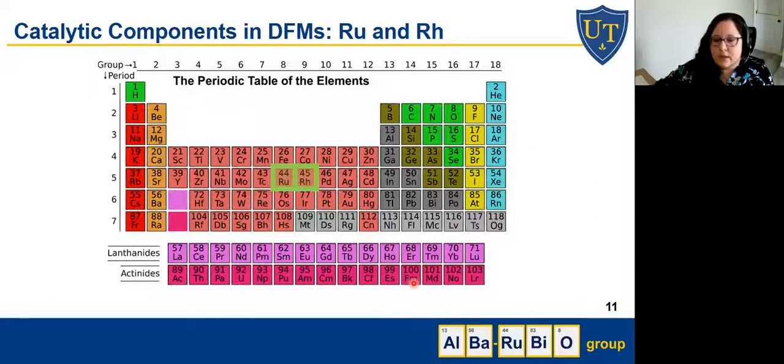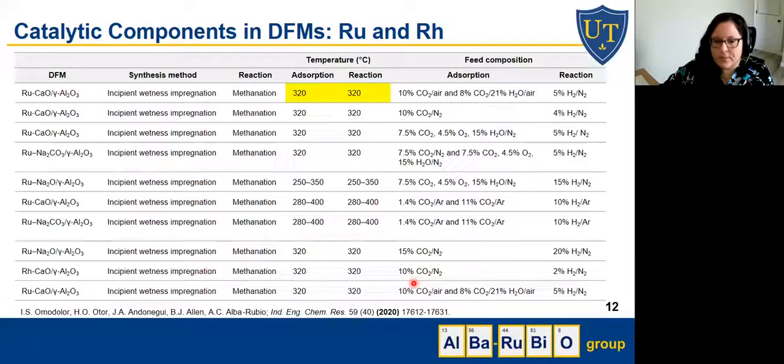But in addition to the alloys of nickel with noble metals, noble metals themselves have also been used for the development of dual function materials, such as ruthenium and rhodium. Here there is a table that has different ruthenium and rhodium catalysts with the sorbent component. Again, most of them are synthesized by conventional methods and for methanation. And as you can see here, by using noble metals, we can do this absorption and reaction at much lower temperature, which is very convenient from the power point of view. And this is also with different dilutions of CO2 and then flowing hydrogen for the conversion.